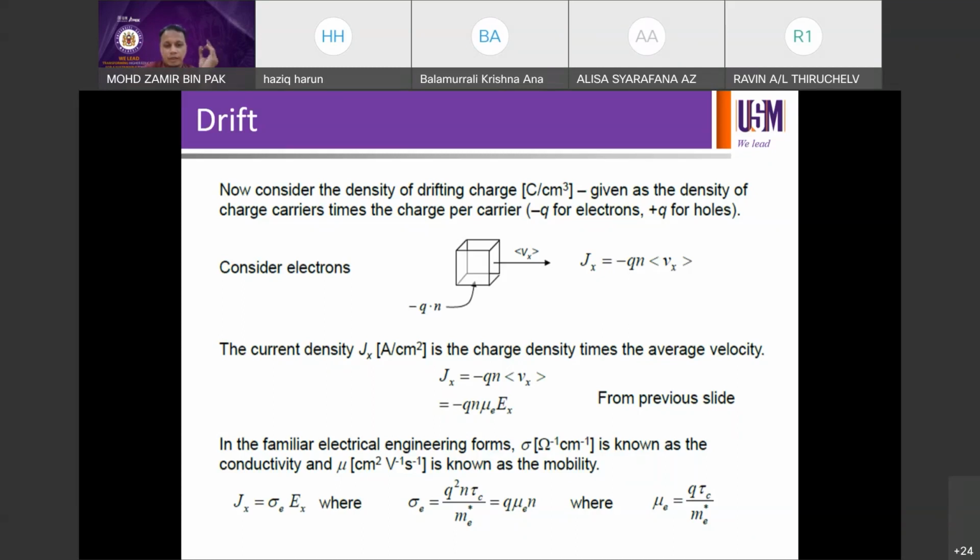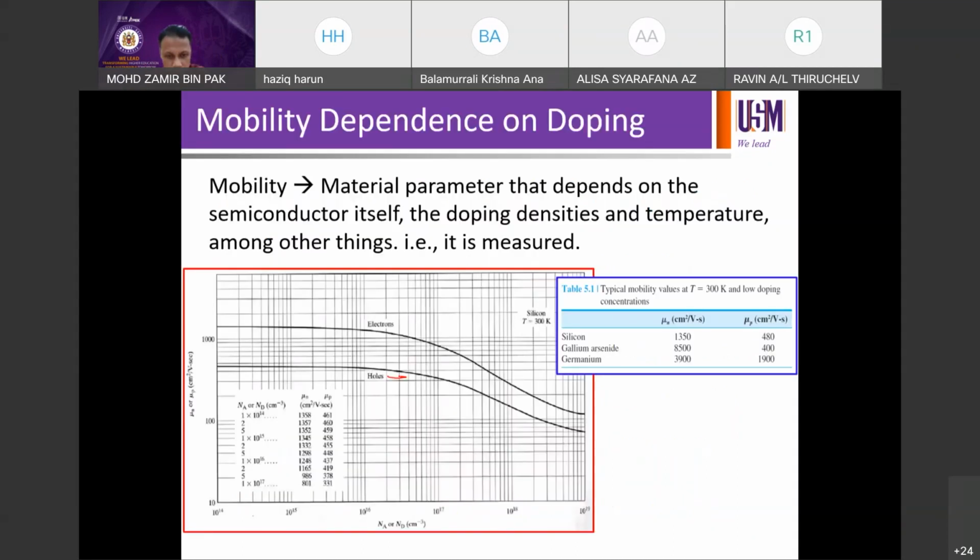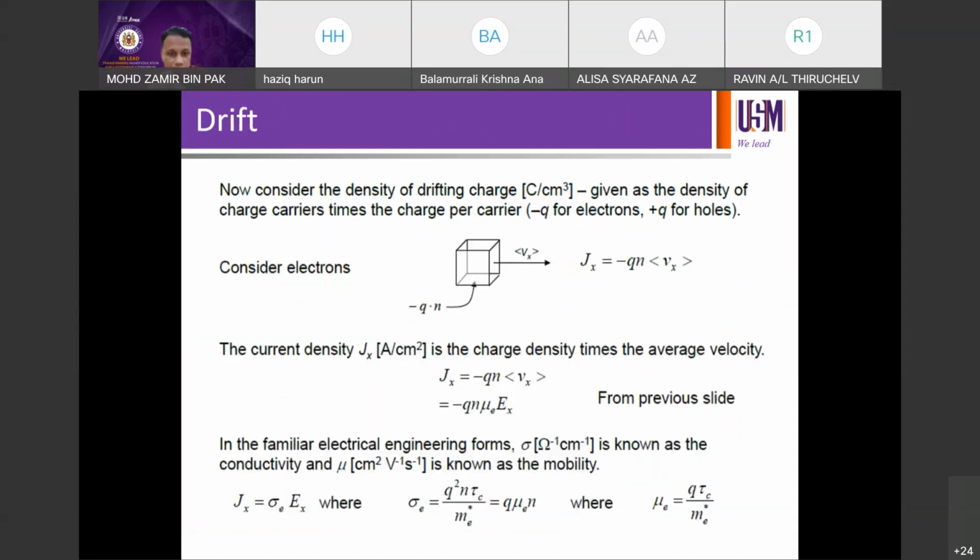Okay, and the current density is given by J, and J is equal to q times n times mu E. Okay, q times n times mu E. The q is the electronic charge for electron, and n here is the carrier concentration. n is the concentration.